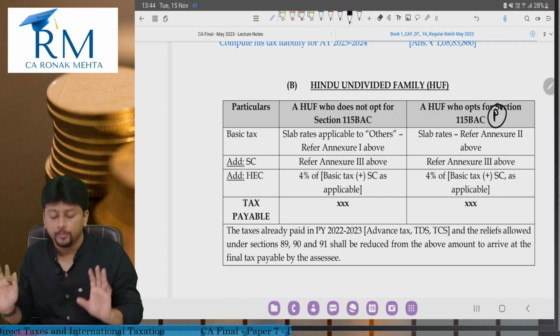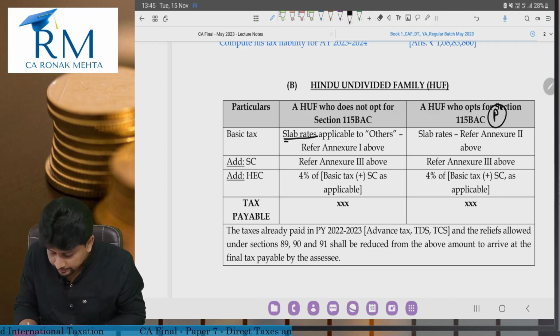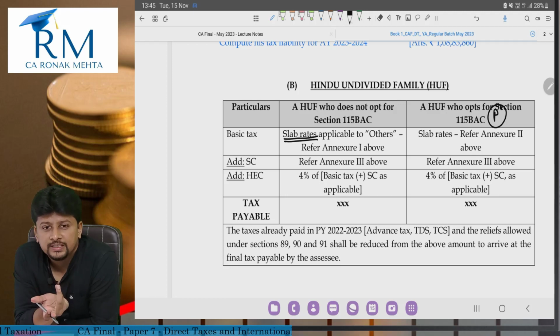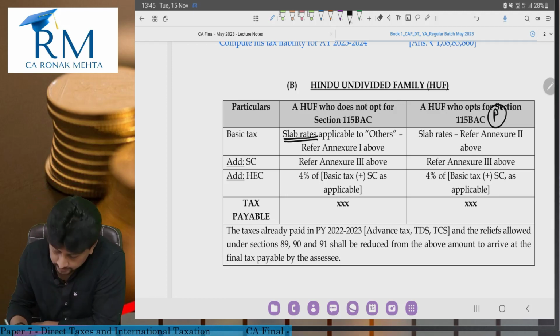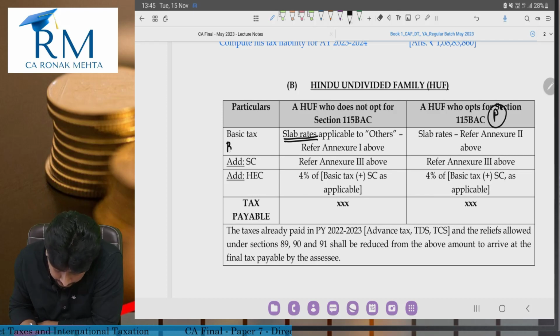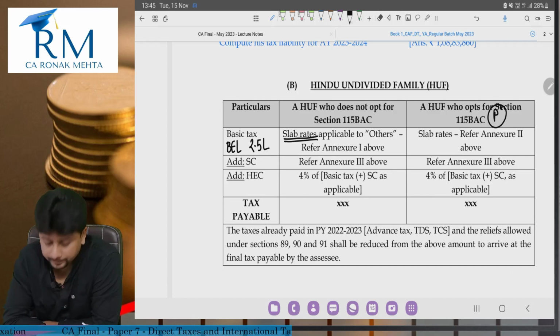HUF normally will pay tax according to slab rate. Now HUF is not a senior citizen or a super senior citizen, Hindu undivided family. So obviously the basic exemption limit applicable will be 2,50,000.